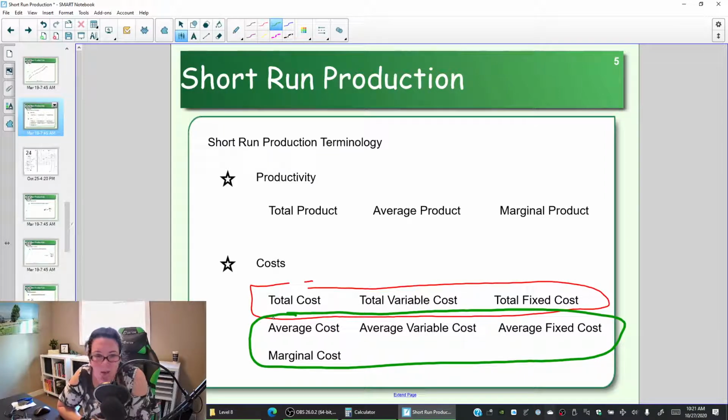And the reason we go through the other discussions about productivity is that we're going to soon learn that these productivity measures will impact these per unit costs. And the total costs that we talked about before, we're simply dividing those by the amount produced to get these per unit costs. So let's look at the per unit cost, and let's start with average fixed cost.